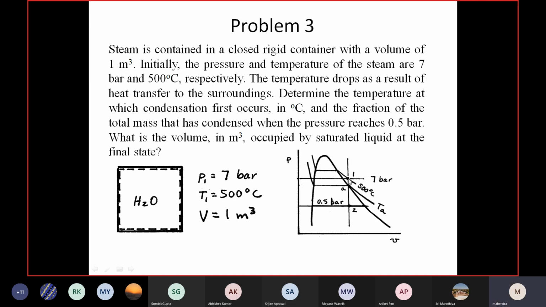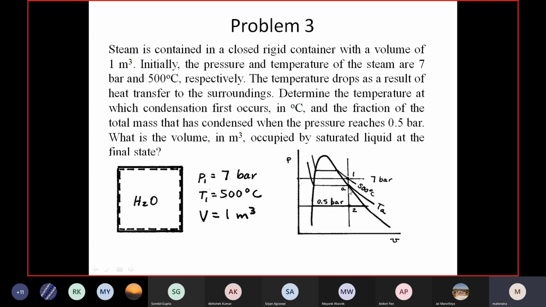So at 7 bar, what is the saturation temperature? Can anyone please see from the table? Pardon? Can you please be louder? Actually, I'm not able to hear you. 165. That means whatever temperature is above this is the superheated temperature, a very high temperature.